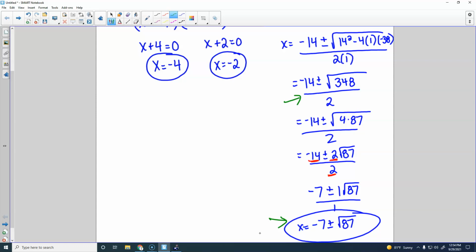Have you guys seen completing the square before? Have you heard that before? Coach Wood's babies should have seen it. I think he said he did it last year.